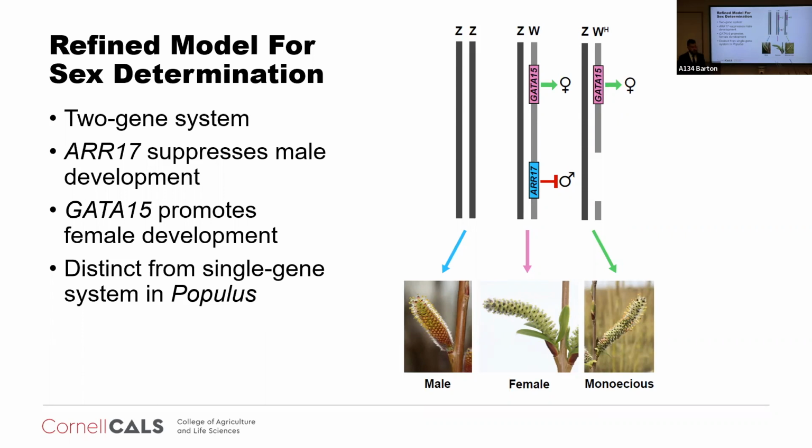Now in monoecious willows, which have that large deletion on the 15W, we still have GATA15 promoting female floral development, but we're missing those 4 copies of AR17. So we don't get the simultaneous suppression of male floral development. As a result, we get male and female flowers developing on the same catkin. What's notable about this system is it is distinct from the single gene system in poplar, which is mediated by AR17, where that single gene alone can mediate the switch.